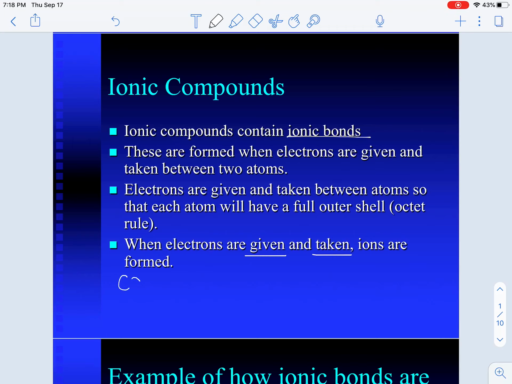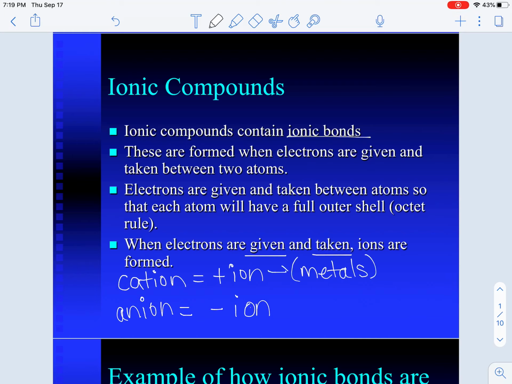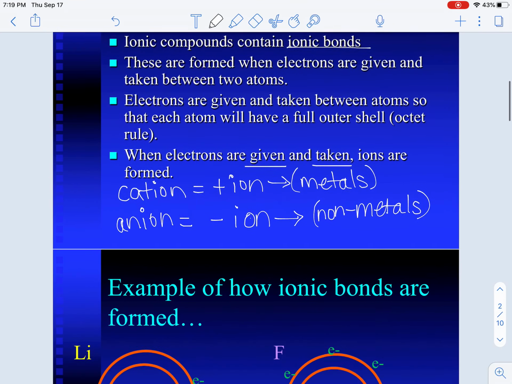So let's just review our two types of ions, and I'll show you an example in just a moment. A cation is a positive ion, and you can remember that because cats have paws. An anion is a negative ion. So you will start to see after our example today that metals tend to form cations and nonmetals form anions. So I think this example will help.